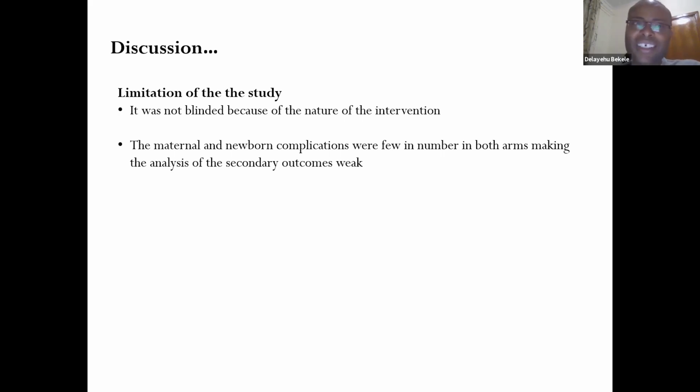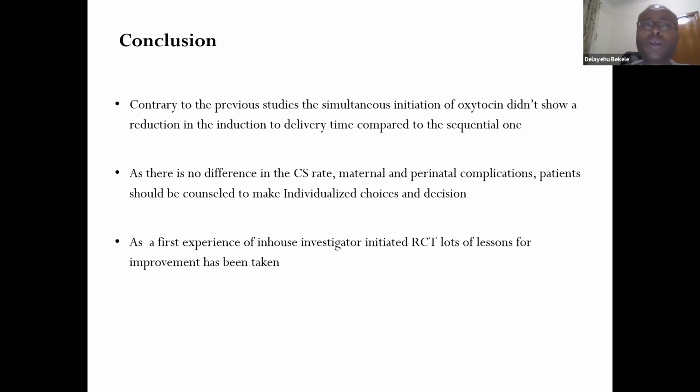So the study has some limitations. It was not blinded because of the nature of the intervention, and the maternal and newborn complications were few in number in both arms, making analysis of the secondary outcomes weak. So in conclusion, contrary to the previous RCTs, which have shown the simultaneous initiation of oxytocin to reduce the induction to delivery time, our study hasn't shown that.